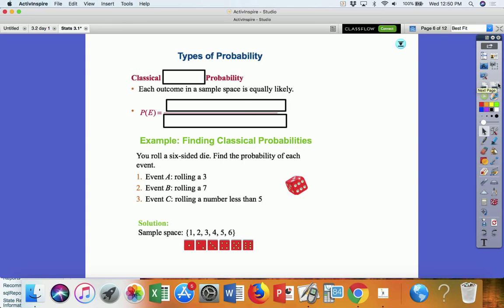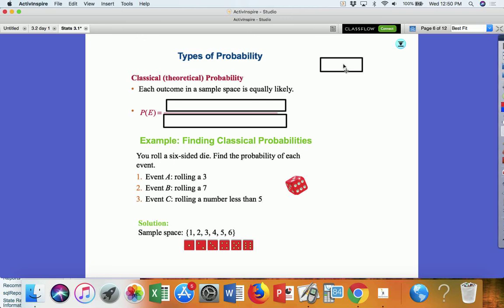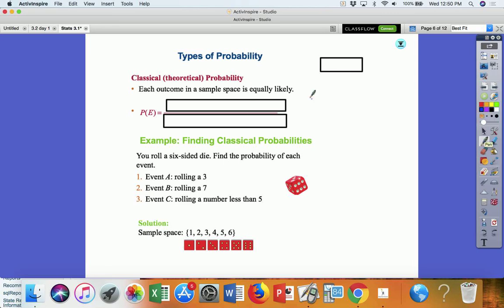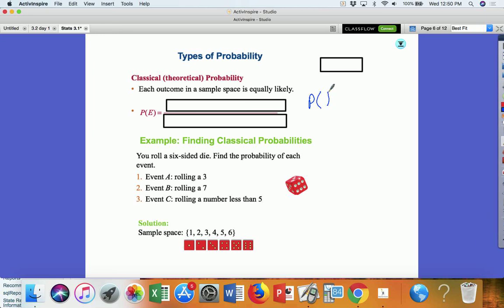Okay, so now we're going to relate what we did at the beginning of the period with heads and tails to some different ways of calculating the probability of it. The first way that we're going to calculate probability is through classical or theoretical methods. So let's say that we wanted to calculate the probability of it coming up heads once. So our event E is this.